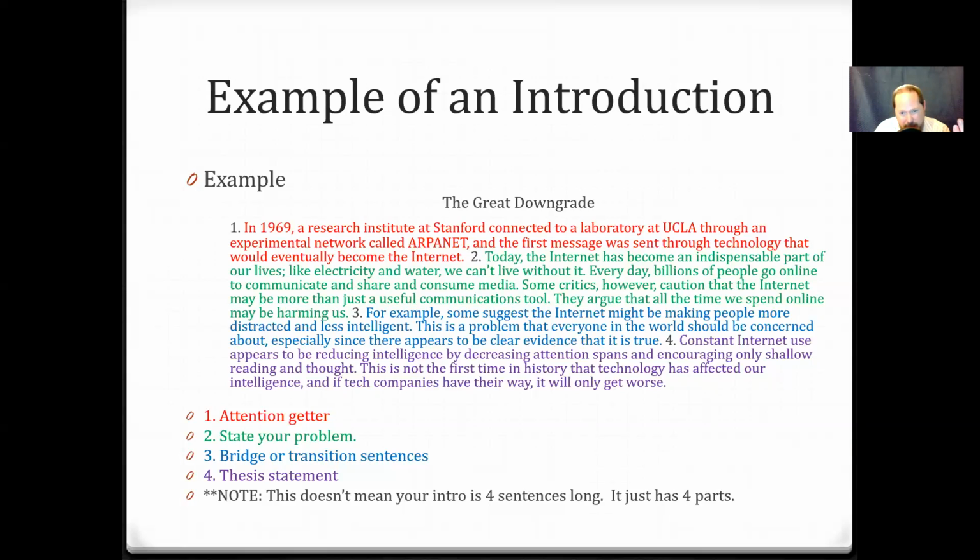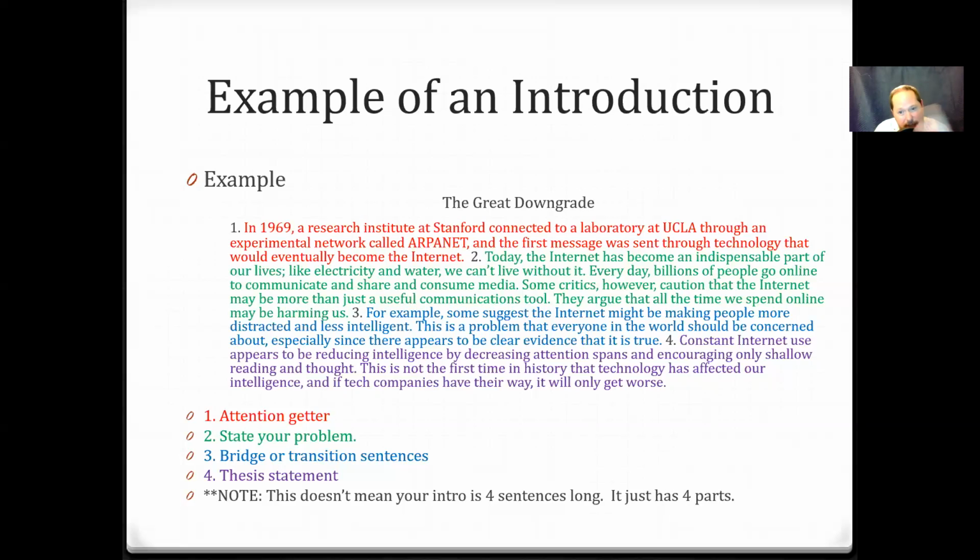We can't live without it. Every day, billions of people go online to communicate and share and consume media. Some critics, however, caution that the internet may be more than just a useful communications tool. They argue that all the time we spend online may be harming us. You're introducing our debate. Okay, good.